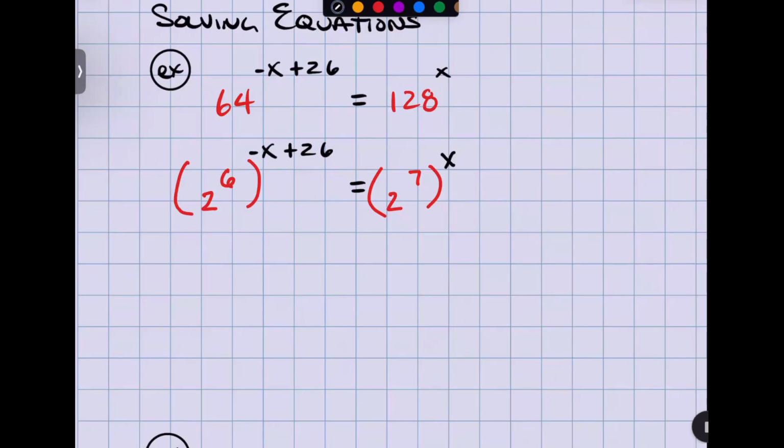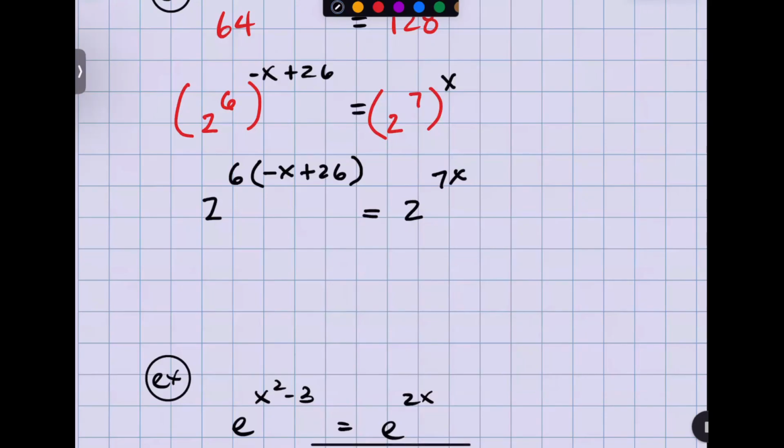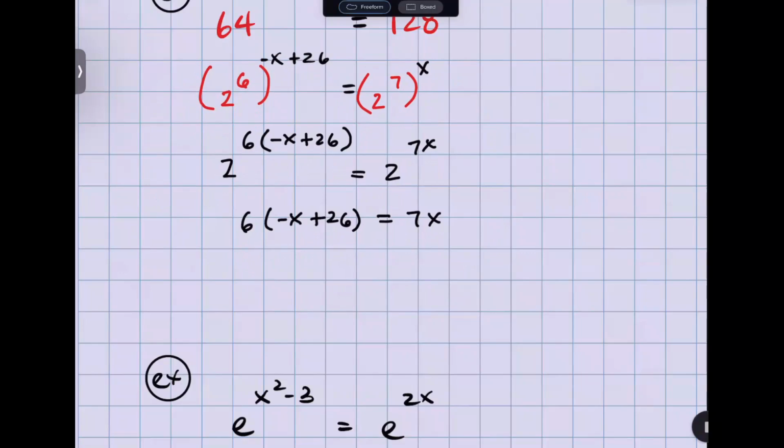All right, so here, when I raise a power to a power, I have to multiply the powers. So this is essentially 2 raised to 6 times negative x plus 26 is equal to 2 raised to the 7x. Since the bases are the same, the powers must also be the same. So we would just solve from there.